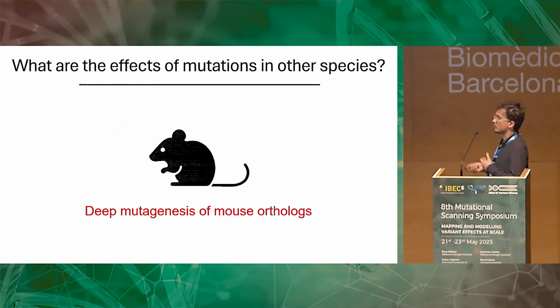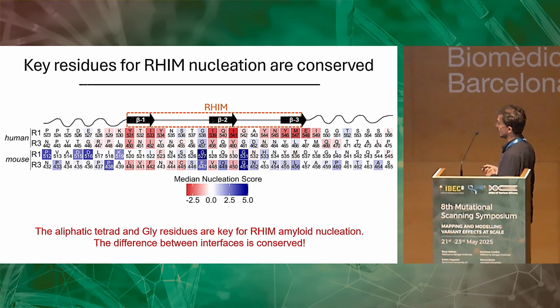But what are the effects of mutations in sequences from other species? We decided to also deep mutagenize the mouse orthologs, and we found that the effect of mutations on the aliphatic tetrad is conserved, as well as the glycine position, and also the difference in the interfaces is conserved as well.